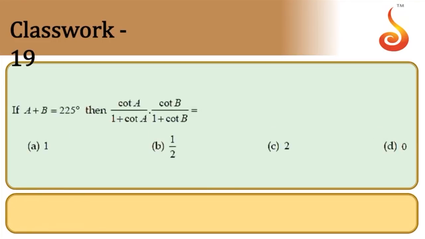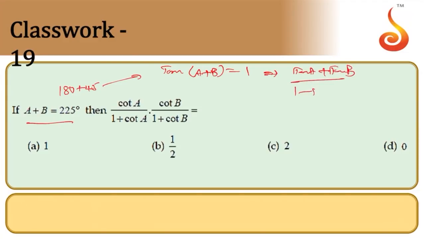Now let me consider the value of cot A multiplied by cot B, when A plus B is equal to 225 degrees. That can be written as 180 plus 45 degrees. And therefore tan of A plus B is equal to tan 45, which is 1. And we know that tan A plus tan B divided by 1 minus tan A tan B is equal to 1.